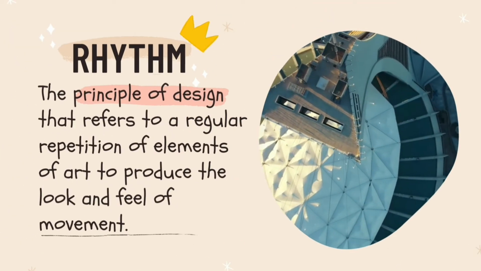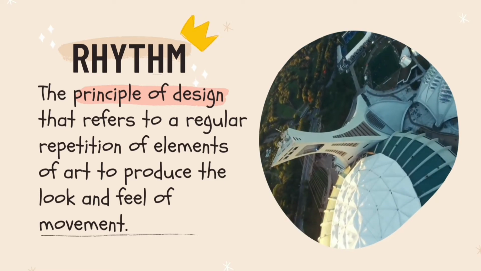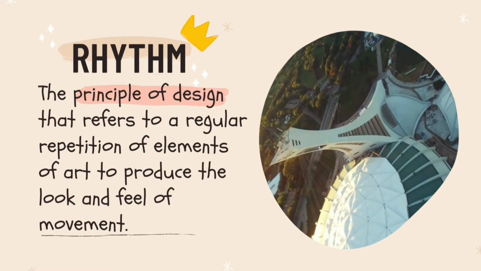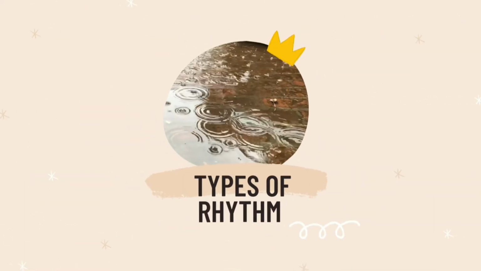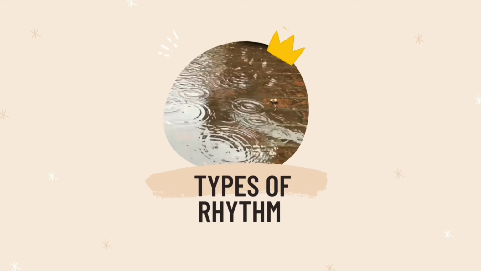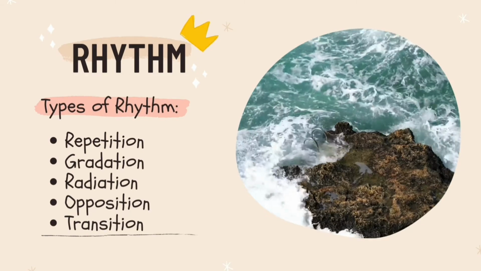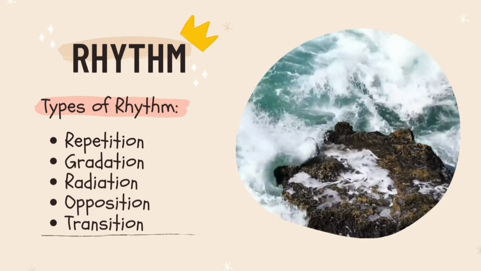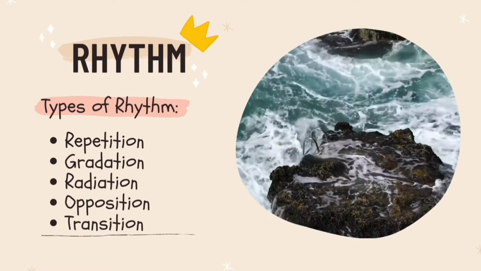Rhythm. The principle of design that refers to a regular repetition of elements of art to produce the look and feel of movement is our rhythm. Do you know we do have several types of rhythm in our design? Let's see different types of rhythm. There are a total of 5 major types of rhythm, and they are repetition, gradation, radiation, opposition, and transition.